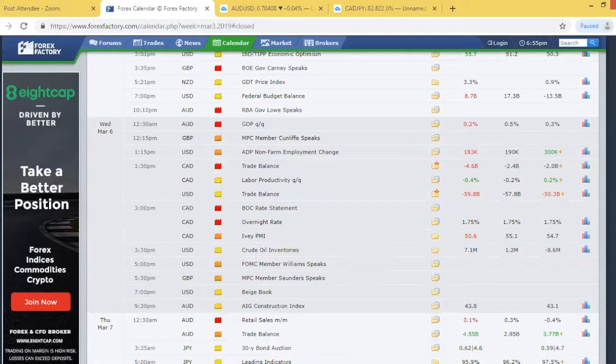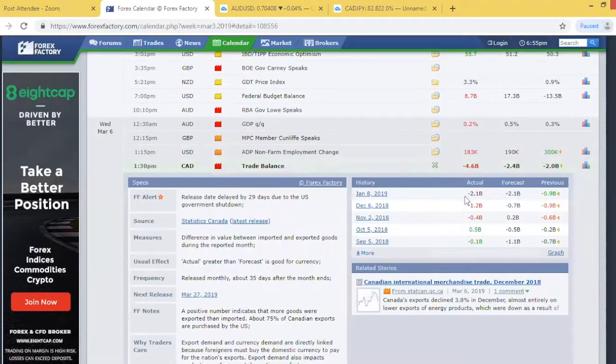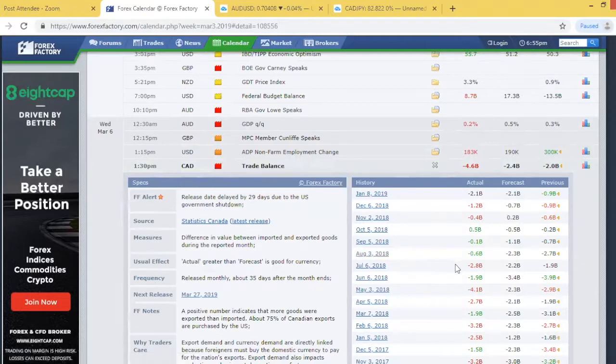So guys, moving on, trade balance for the Canadian dollar. Trade balance data was again worse than expected. It was expected to be in a deficit of 2.4 billion, but that deficit increased to minus 4.6 billion. So the gap widened even further, almost twice as large as what was expected. And again, this figure is one of the worst figures that we've seen.